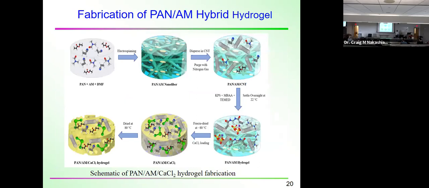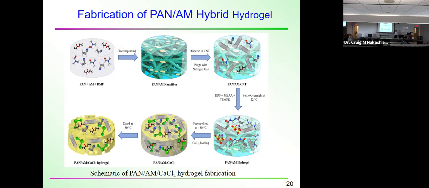Now, I was talking about humidity. When the humidity is 30%, 40%, there is no fog, right? In that area, you cannot use that material. Then we tried to develop a hydrogel system. It's a very long process, and I am not going into details. I use some polymer, some nanofiber, and add a lot of things. We tried to fabricate a hydrogel system.